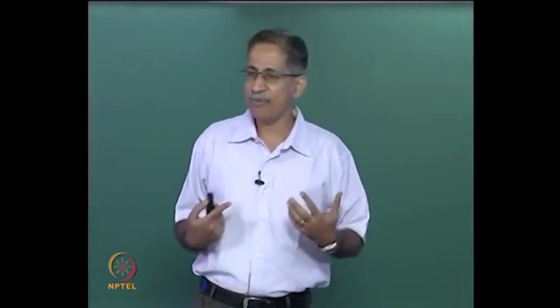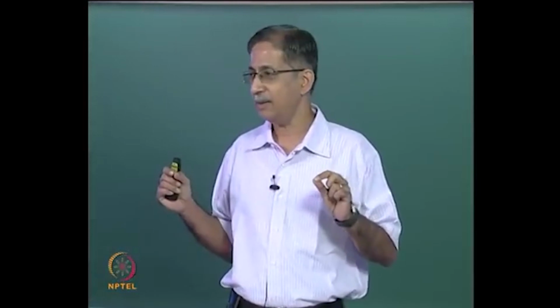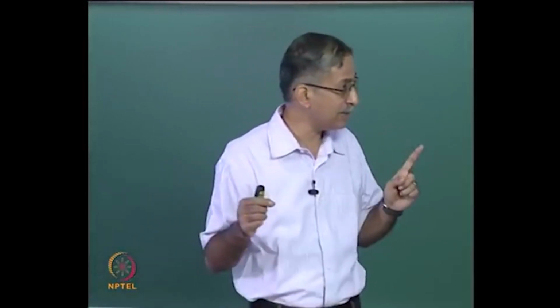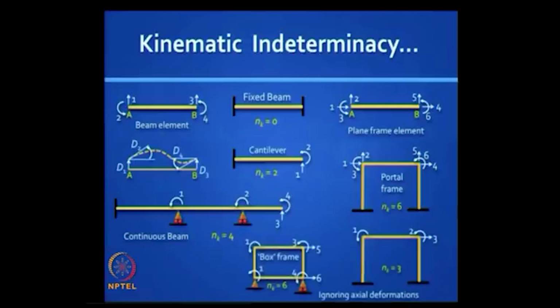One assumption we often make is that axial deformations are negligible. If you make that assumption, then D1 and D4 are not independent, they may be interrelated, but otherwise you can have 6 degrees of freedom. So if you take a portal frame with the bottom of the columns as fully fixed, you have 6 degrees of freedom. The kinematic indeterminacy is 6, I have labeled them as 1, 2, 3, 4, 5, 6.